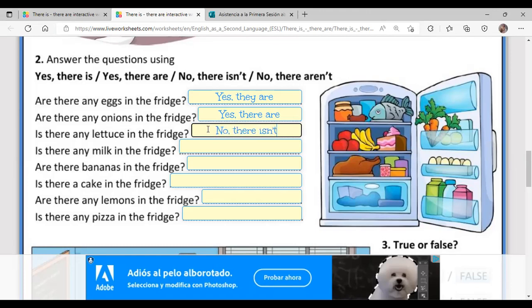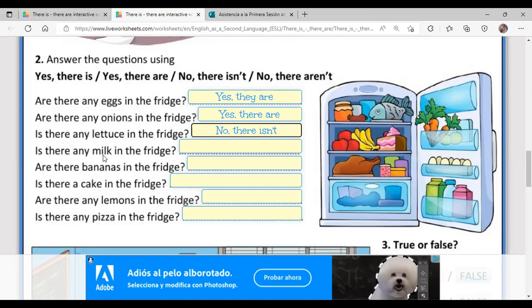Next, is there any milk in the fridge? Milk. Milk, ¿es sustantivo contable o no contable? Vean que no tengo el artículo indefinido a milk. Por lo tanto, milk y todas las bebidas no son contables, chicos, en inglés. O sea, en inglés yo no puedo decir una leche, dos leches, tres leches, pero sí puedo decir un litro de leche, un cartón de leche. Pero cuando hablo de leche en general, o jugo, o agua, o té, o refresco, no son contables.